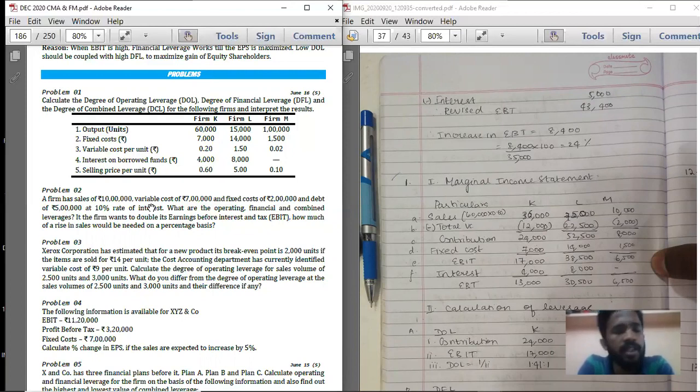If there is no interest, financial leverage will be 0. And what is degree of operating leverage? It will be same as degree of combined leverage. So next is selling price per unit 0.6 by 0.1.